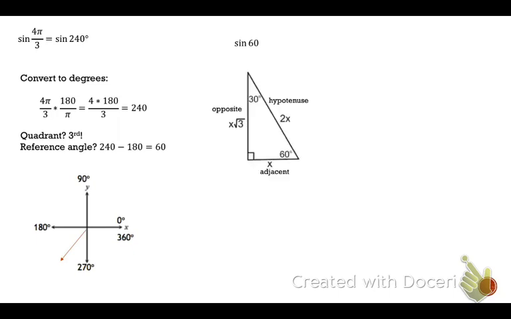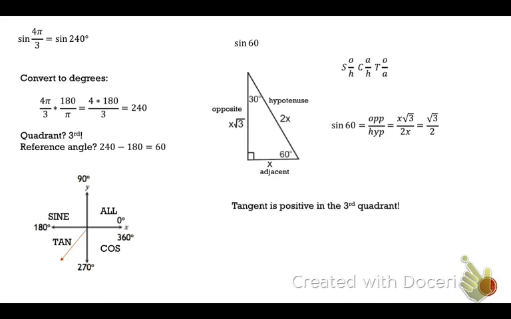I'm going to use the 30, 60, 90 triangle. Now, sine is opposite over hypotenuse. So that's going to be x square root of 3 over 2x. Those x's cancel. I'm left with the square root of 3 over 2. Then I just need to see if that's positive. So all students take calculus. Tangent is positive in the third quadrant, which means sine is negative. So sine of 4 pi over 3 is negative square root of 3 over 2.